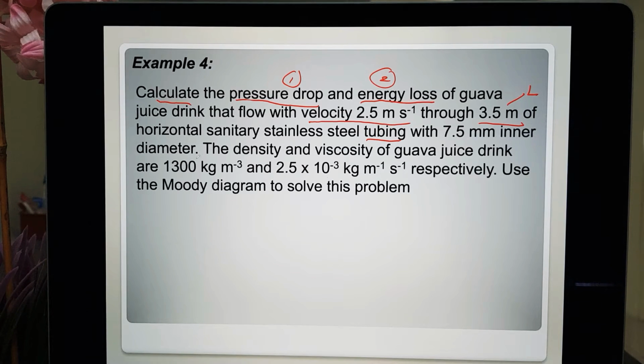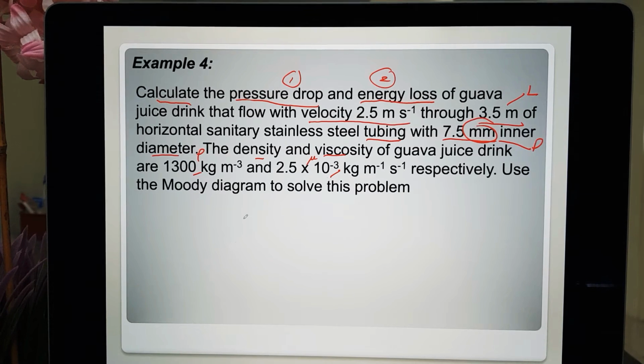And then the diameter, this particular diameter is 7.5 millimeter. And look at the unit. It is in millimeter, it is not in meter. So what you need to do is convert this unit to meter. Then the density and viscosity. Density is denoted as rho, viscosity is denoted by mu. Density and viscosity of guava juice drink are given as 1300 and 2.5 times 10 to the power of -3. So use the Moody diagram to solve this problem.